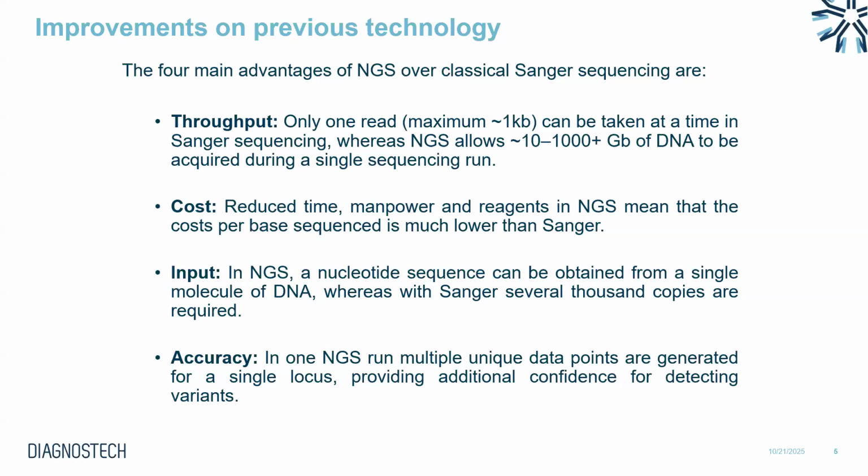And lastly, the accuracy. With NGS, genes and regions are often covered over 100 times, and these multiple data points for the same nucleotide give you confidence in variant calling.